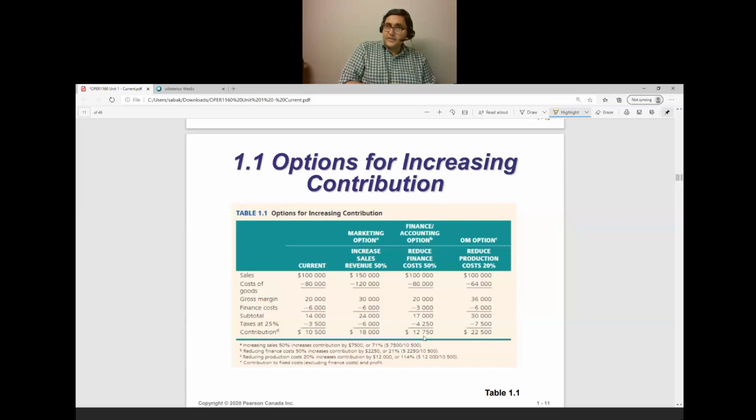So marketing has helped to increase the contribution by increasing the sales. Finance has helped to increase the contribution by reducing the financial costs. Now let's look at our subject of operations management. Operations management, as I was saying, is about input, that block diagram, and the output.